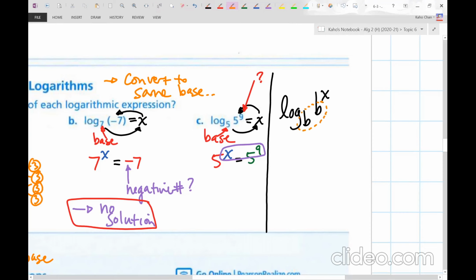This will give you x. Kind of like the log base 5 of 5 to the 9th, you just get a 9. Same goes for exponential. B to the log base b of x. It seems like these cancel right there. And that'll equal x as well. So keep that in mind, yeah? All right. Let's get to the next page.